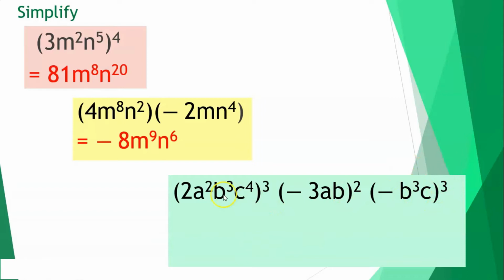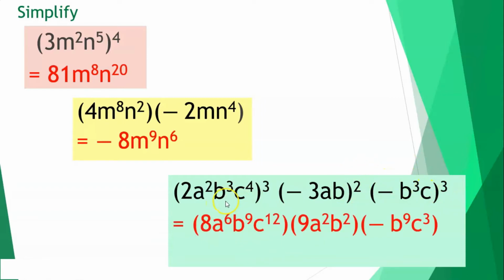So to do this, we have to simplify each term. So let's start with the first. So take note, 2 to the power of 3, that's 8. A squared to the power of 3, that's a^6. B cubed to the power of 3, that's b^9. And c^4 to the power of 3, it's c^12.